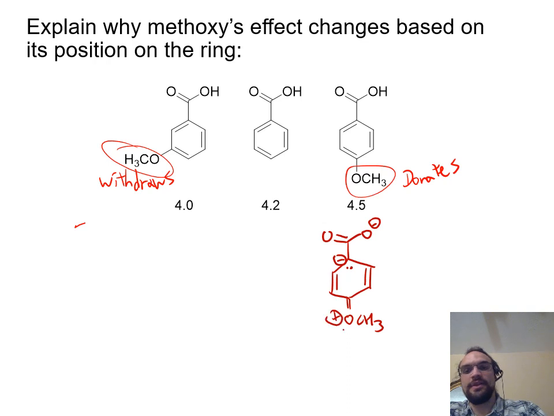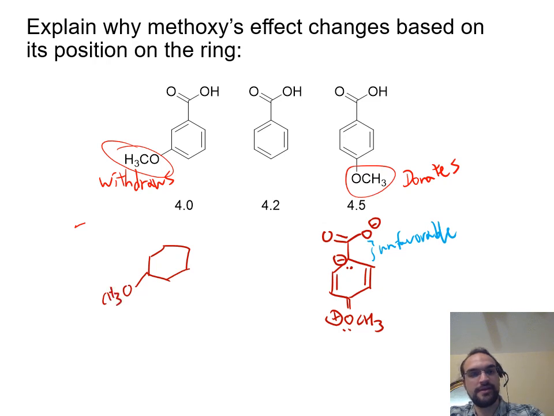And we noted that it was pushing electron density towards this thing that already had electron density. We said that's unfavorable. In the case of the meta-methoxy group, we end up with this conjugate base.